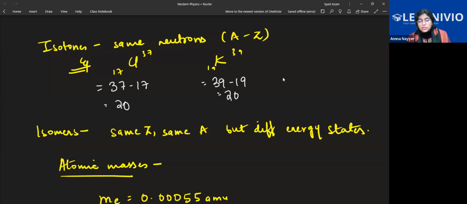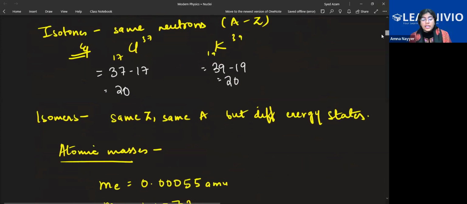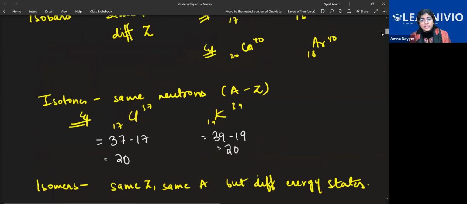So the materials are exactly the same. You have the same mass number, the same atomic number, but the energy states that are present are different. So isotones, isobars, and isotopes are there. Okay, isotopes, isobars, isotones, and isomers. These four things are present. In your notes, the isomers part is not there. So you can add this line, but first let us go through the notes.